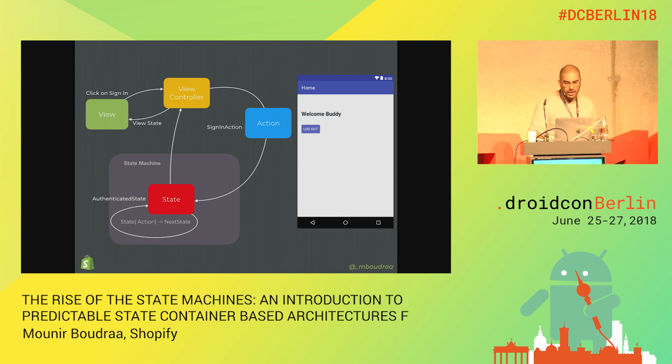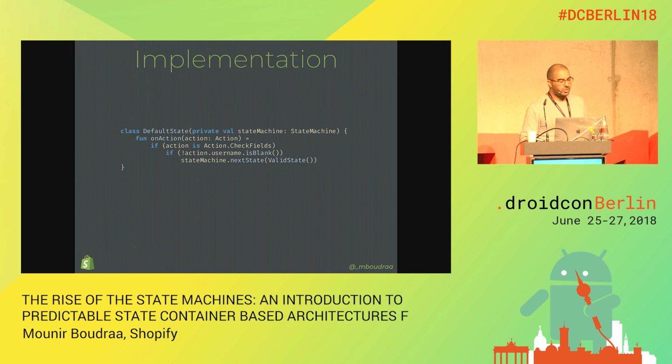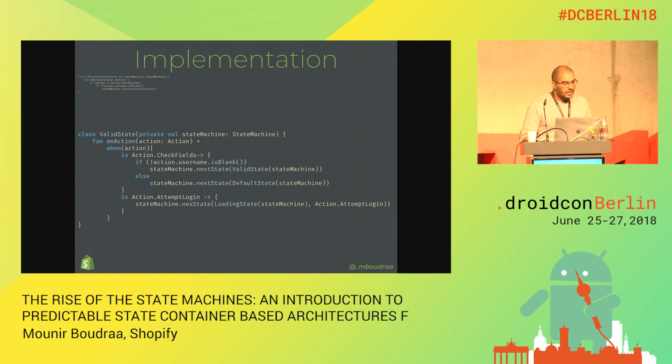So how do we implement that? We have the state machine, and when an action happens, we check what the action is, and then we call the next state, stateMachine.nextState, which is the valid state here. For the valid state, we have two different options: either we want to check the fields, or we want to attempt the login.